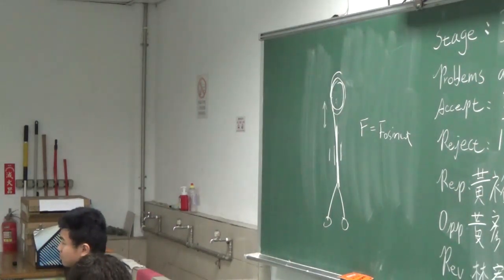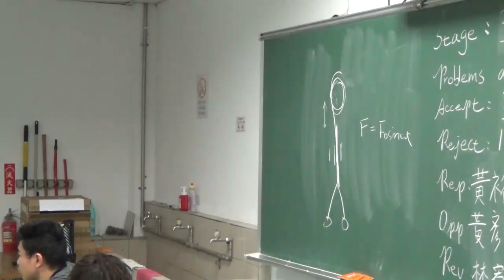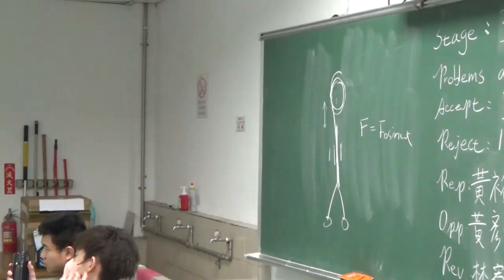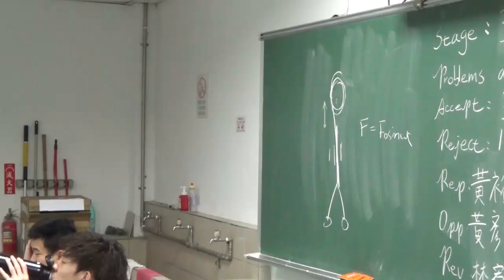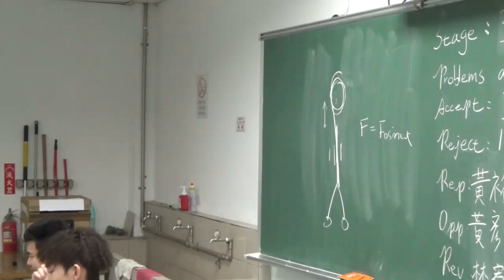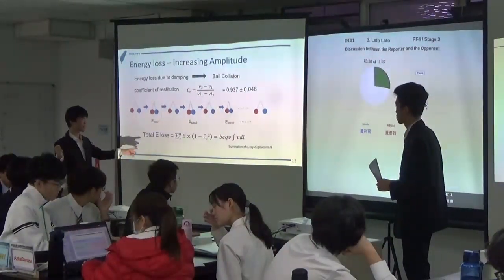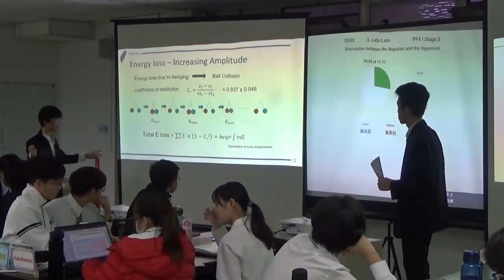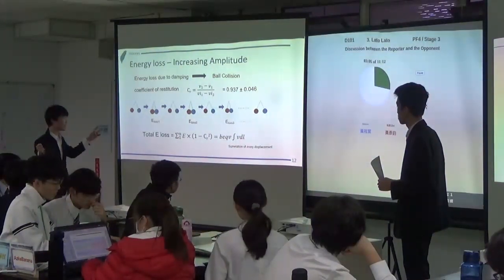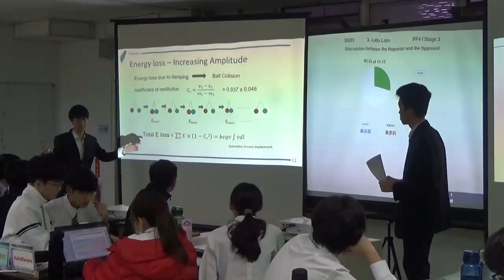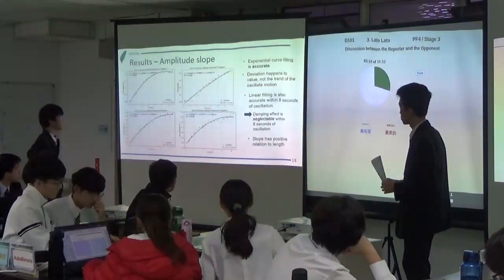Okay. We said that the energy loss is proportional to this thing. So we think that it is proportional to v, so proportional to v squared. So we think that it can be the damping model.